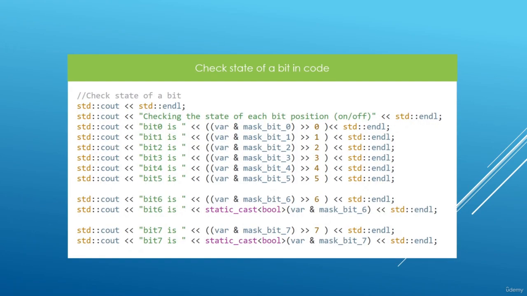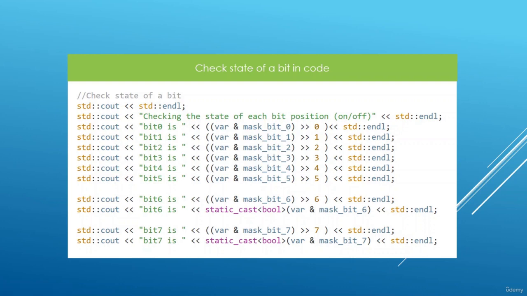Here is how we can do this in code. If you look, we are printing things out. We are saying bit 0 is, we're going to take var, AND that with the mask, and we are going to get our result printed out. For example, for bit 1, we're going to take var, AND that with the mask bit, and we're going to shift right 1 time, and we're going to keep increasing the number of bits we move, and we're going to get integers, and we're going to print them out.